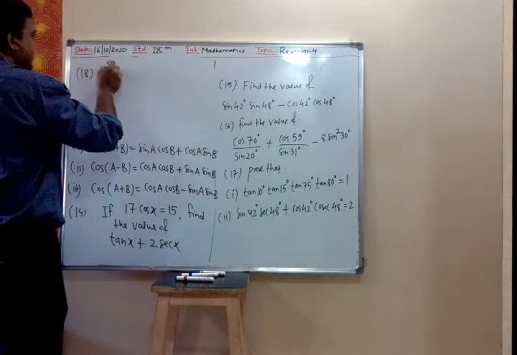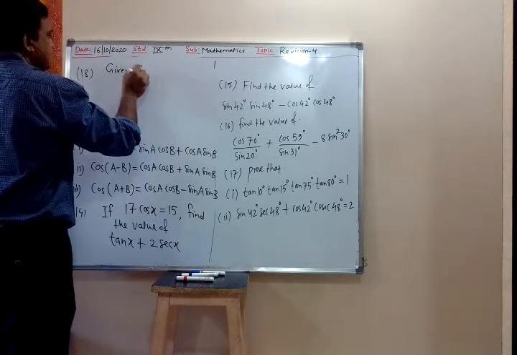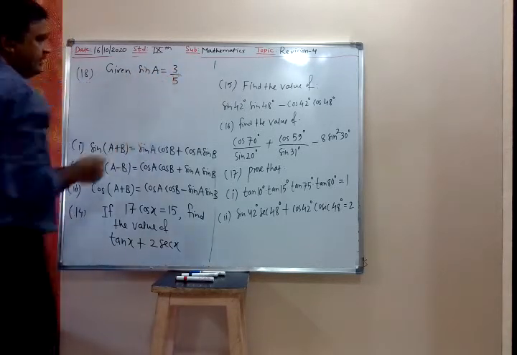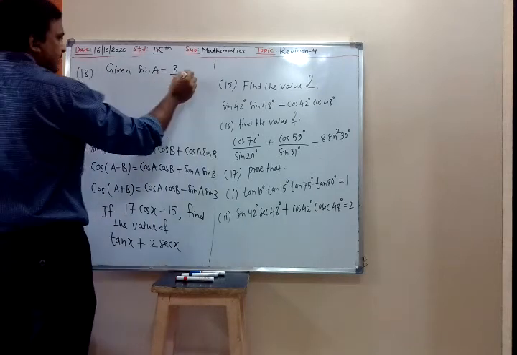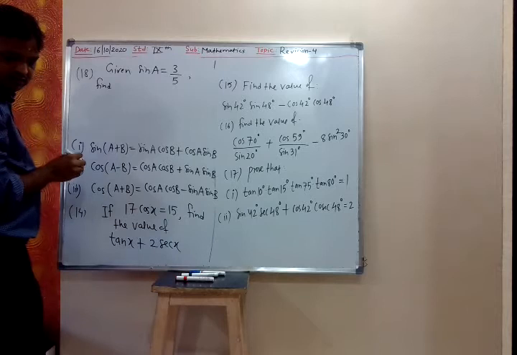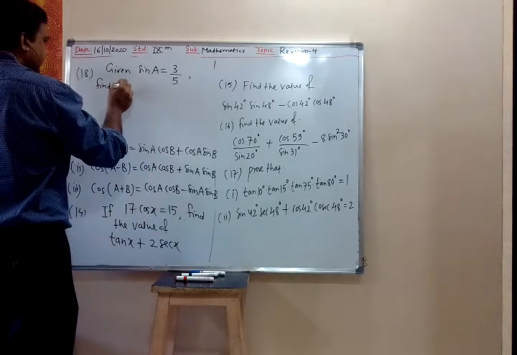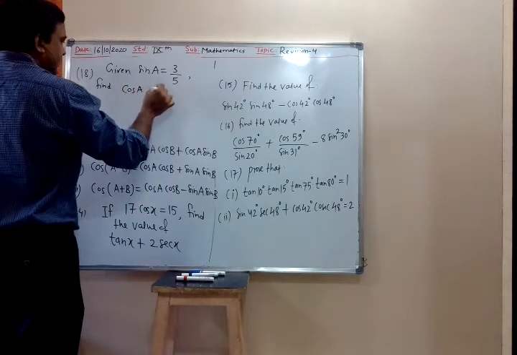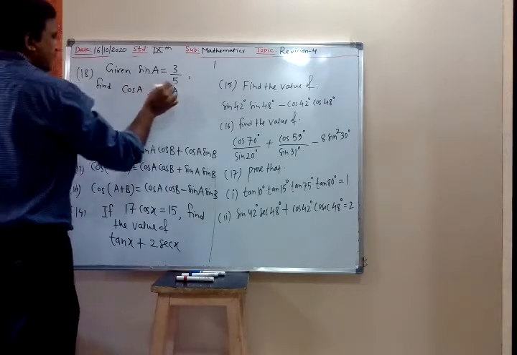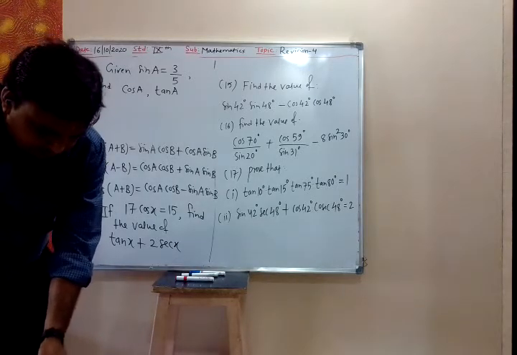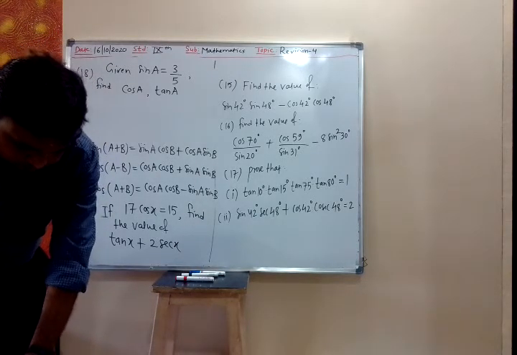18th, given sin A is equal to 3 by 5, find cos A and tan A. Clear?